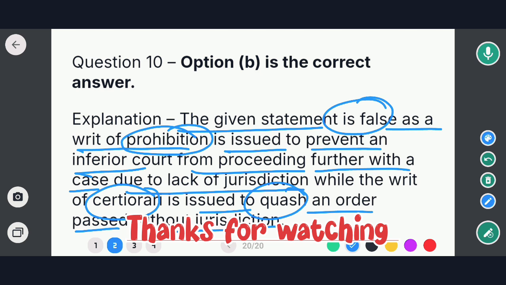That means if any proceeding is going on before any inferior court without having jurisdiction, then in that case a writ of prohibition can be filed. But if a lower court passes any order without its jurisdiction, then in that case the writ of certiorari can be issued to that court to quash its order.